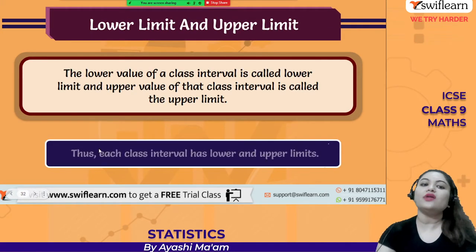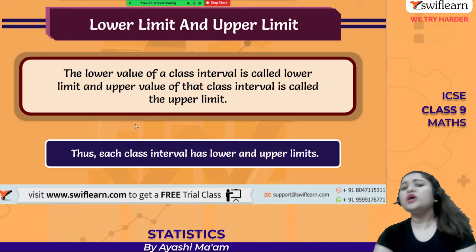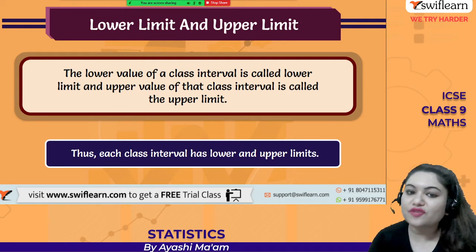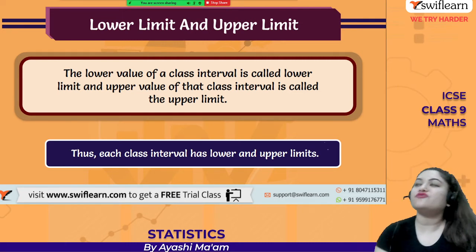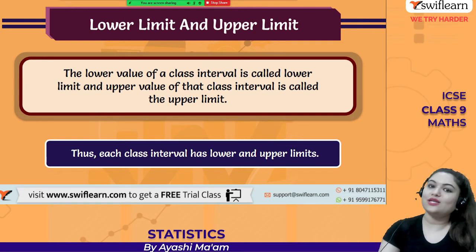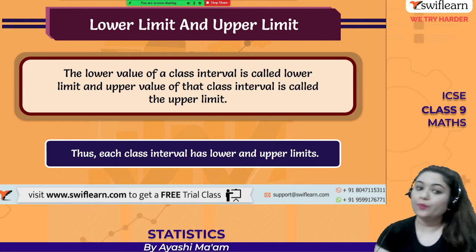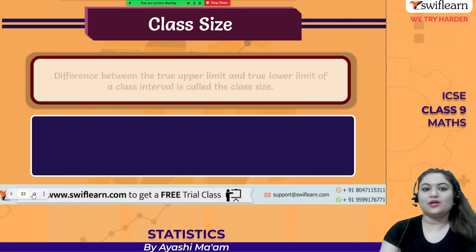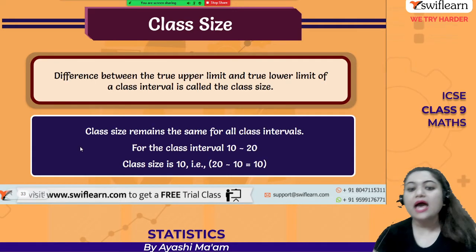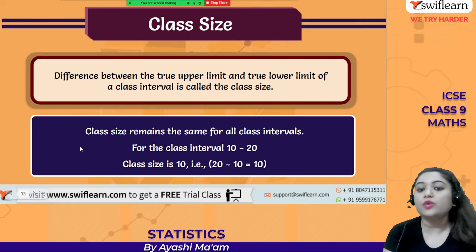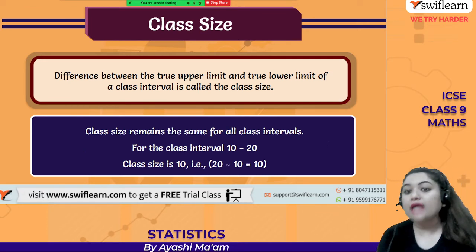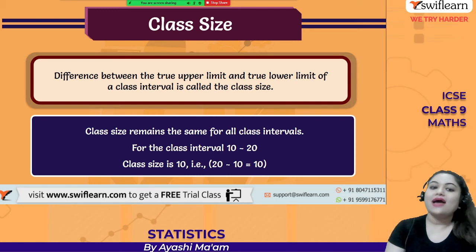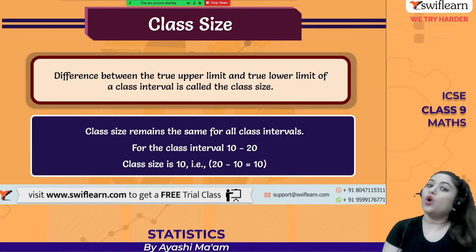Okay, lower limit and upper limit, just now I told you. The lower value of a class interval is called the lower limit and the upper value of that class interval is called the upper limit. So if it is from 5 to 10, 5 will be called the lower limit, and 10 will be called the upper limit. Thus, each class interval has lower and upper limits. Okay, next, what is class size? Class size means the difference between the true upper limit and true lower limit of a class interval. That is called the class size. Class size remains the same for all class intervals.